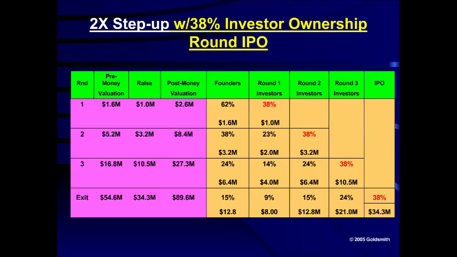Each of the investors made investments that gave them a 38% ownership at the time of their investment. The round 1 investors earned 8 times their original investment. Round 2 investors earned 4 times their original investment. And round 3 investors doubled their money. And now all of the investors have ownership in a publicly traded company with potential for greater growth.